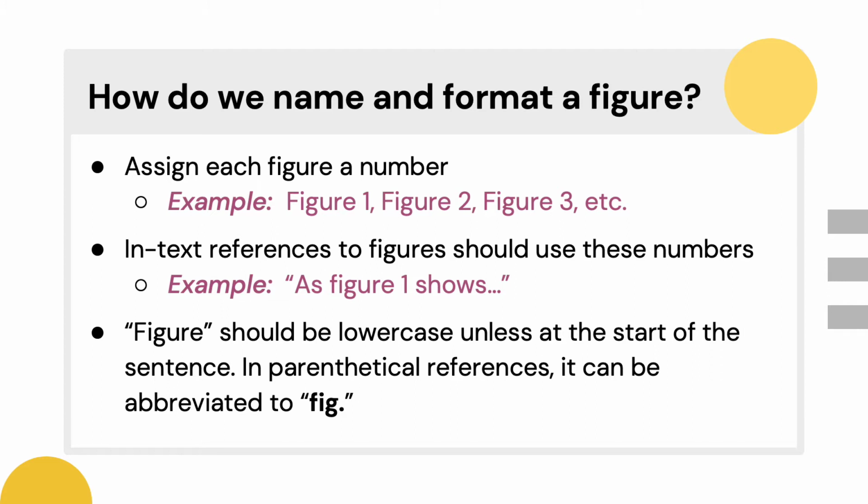Assign a number to each figure you include in your paper. Number the figures sequentially. Name the first figure that appears in your paper Figure 1. Name the second figure Figure 2, and so on. When referring to a figure in the main body of your paper, identify it using this short name instead of writing a figure's full title. The word figure should be lowercase in your text. In parenthetical references, you may abbreviate it to FIG, or F-I-G period.